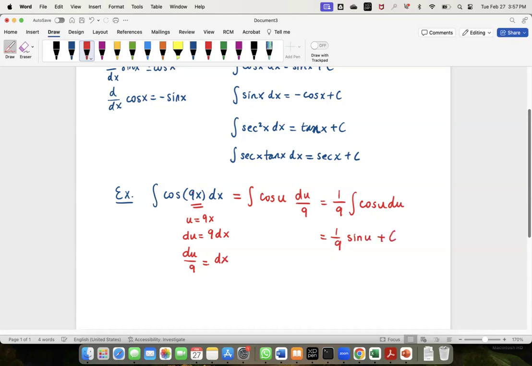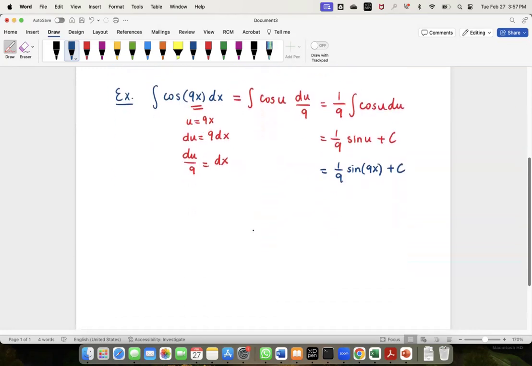But remember, we started with x, and we have to end up with x. That's why we have to rewrite it back in terms of x. So that's going to be 1 over 9 sine of 9x plus c. So that's how we find the antiderivative of cosine 9x. As you see, we use a substitution here. I'm going to be going over basic examples, so this was just one of them.